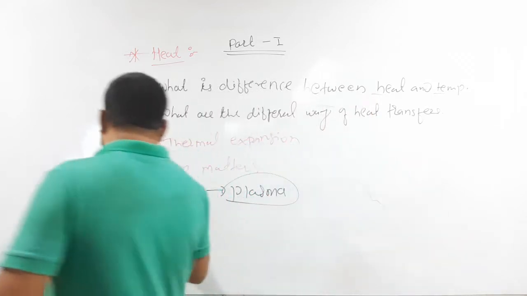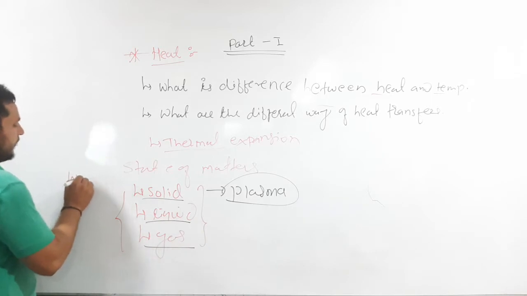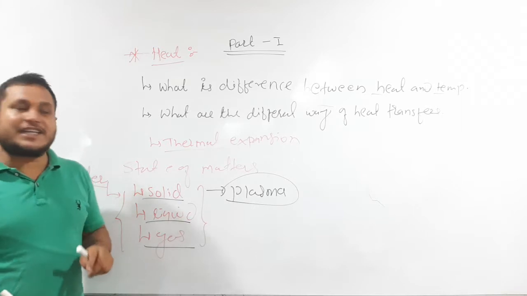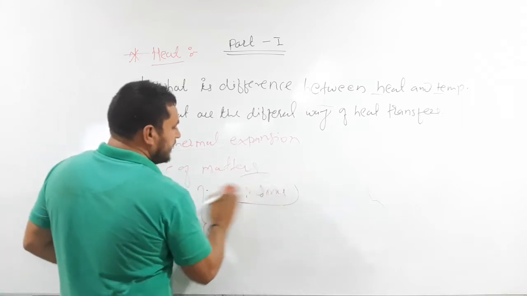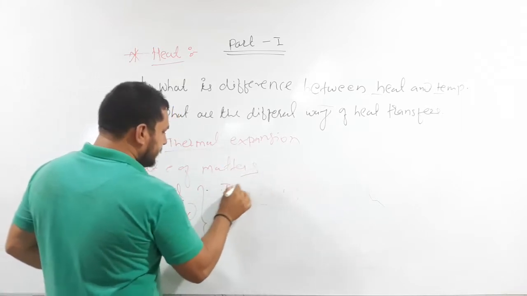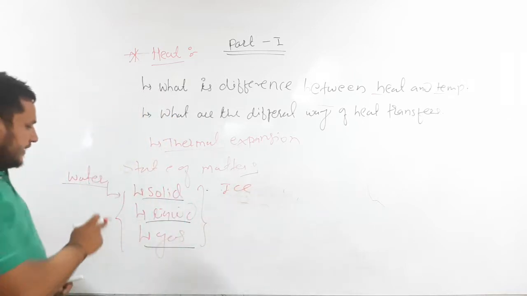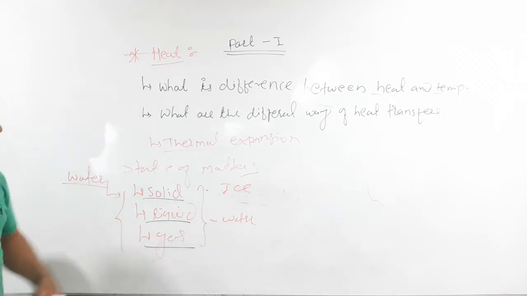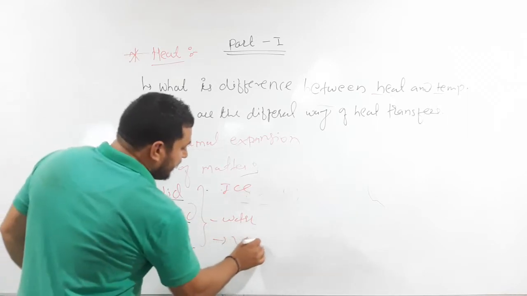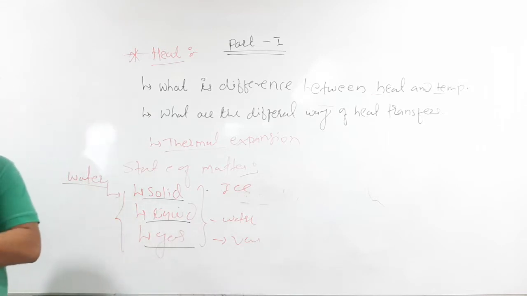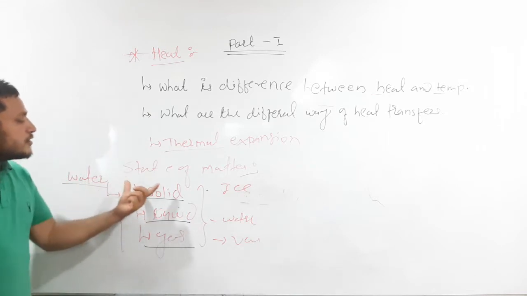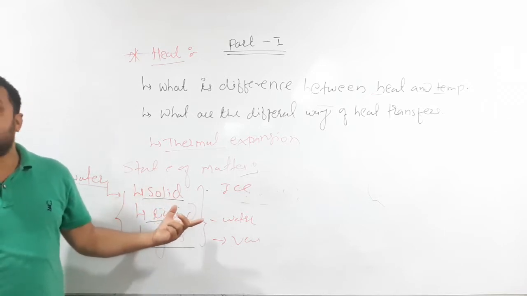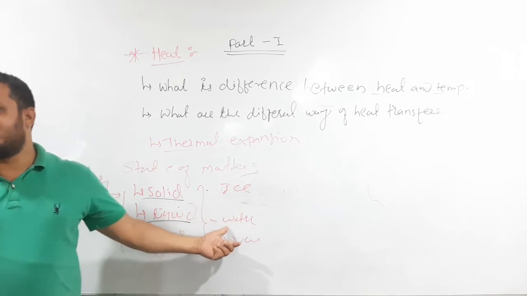But that's not right when we take the example of water. The solid state of water is ice. Then the liquid state is what we call water as it is. And the gaseous state of water is vapors. But here the solid state of water doesn't have higher density than the liquid state.